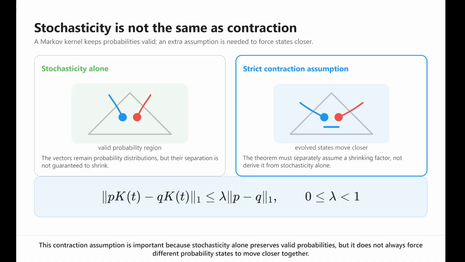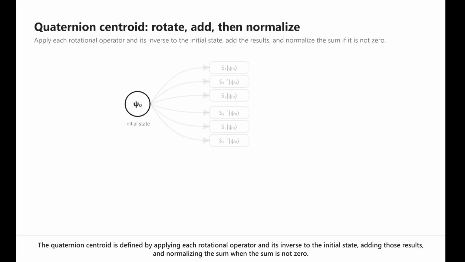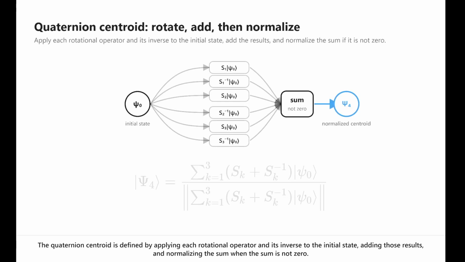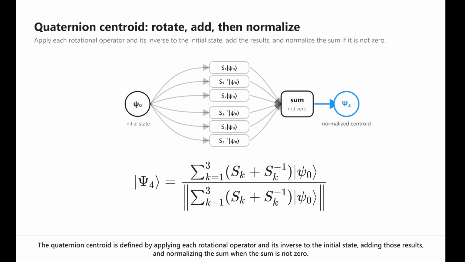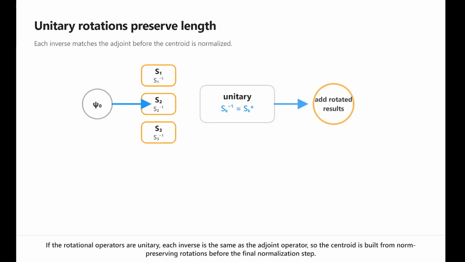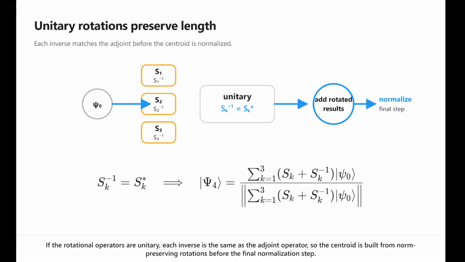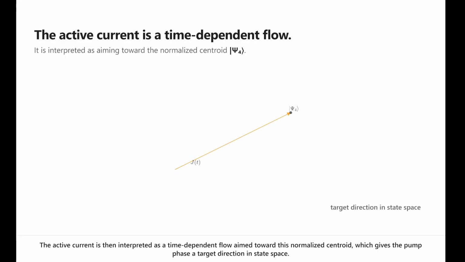The quaternion centroid is defined by applying each rotational operator and its inverse to the initial state, adding those results, and normalizing the sum when the sum is not zero. If the rotational operators are unitary, each inverse is the same as the adjoint operator, so the centroid is built from norm-preserving rotations before the final normalization step. The active current is then interpreted as a time-dependent flow aimed toward this normalized centroid, which gives the pump phase a target direction in state space.